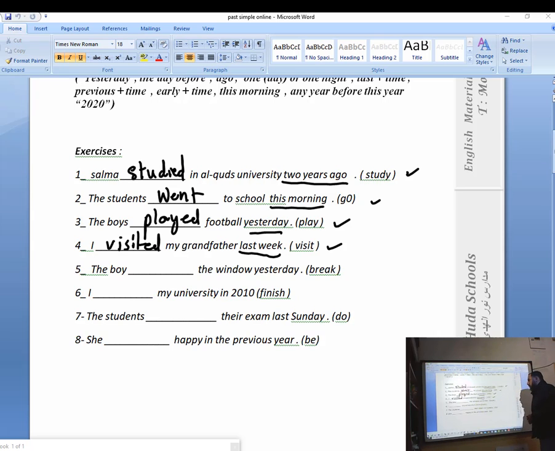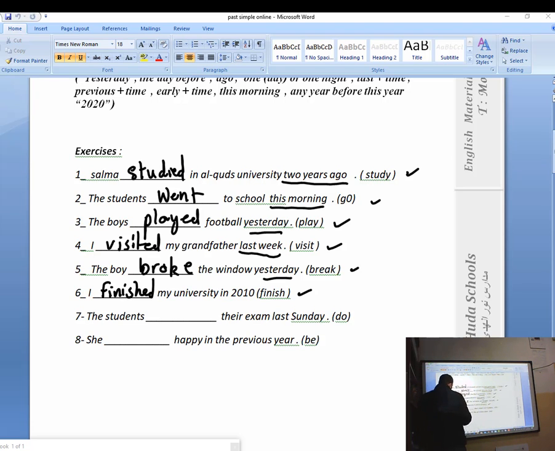The boy broke the window yesterday. I have yesterday. Also, it is something in the past, so I'm going to use the past simple of break, broke. The boy broke the window yesterday. My university in 2010. The verb is finish. I already finished my university. The past simple of finish, finished. I finished, the verb 2 of finish.